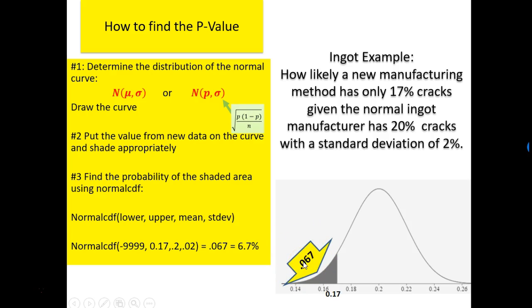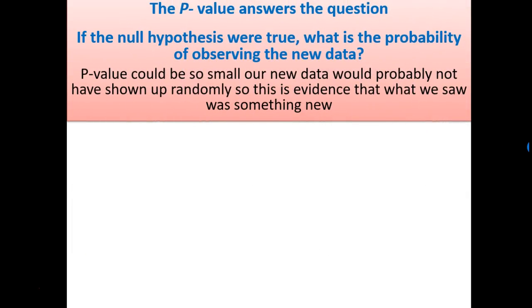All right, so now that you have the p-value, the question is, how do you interpret that p-value? The p-value answers a big question. The question is, if the null hypothesis were true, so if we did have that old equipment for making ingots, what's the probability of observing the new data? So if we have that old equipment, what's the chance that when we make 400 ingots we really would get 70% with no cracks?